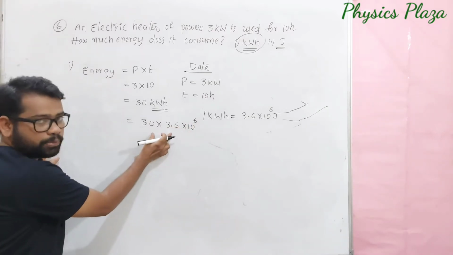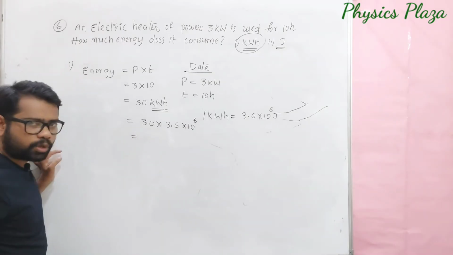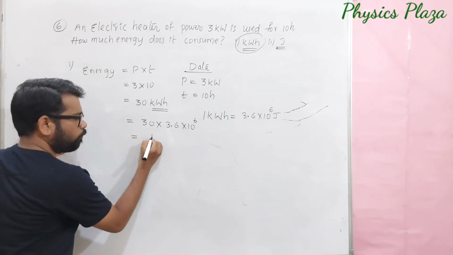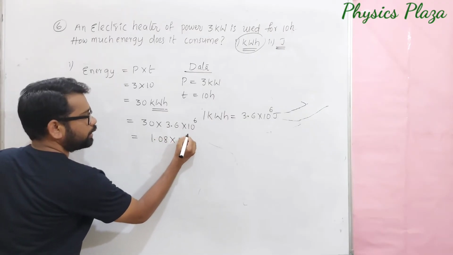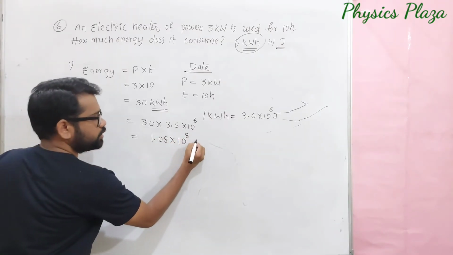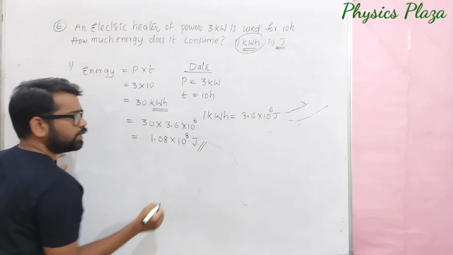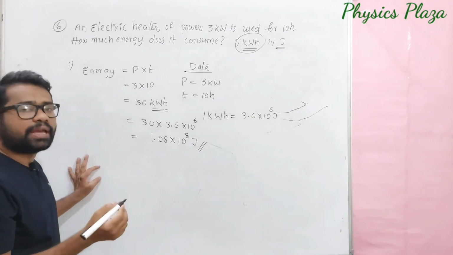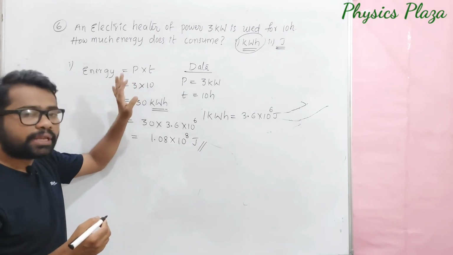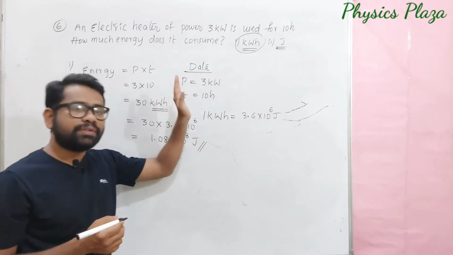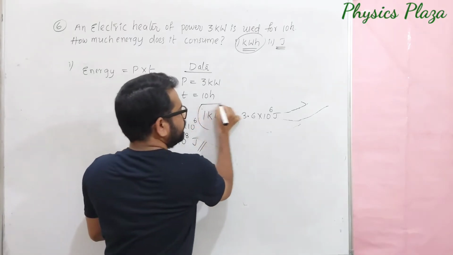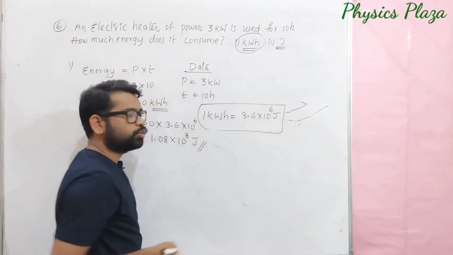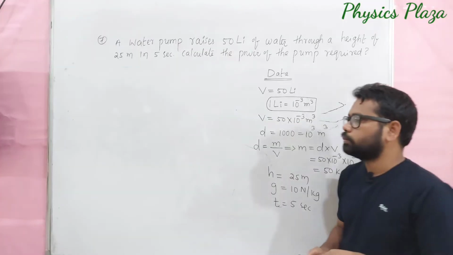So children, if you simplify this, how much will we get? Come on, it will be 1.08 into 10 power 8 joules. So children, this is how actually we can calculate the energy consumed in kilowatt hour and even joules also. So you should remember this, 1 kilowatt hour is equal to 3.6 into 10 power 6 joules.